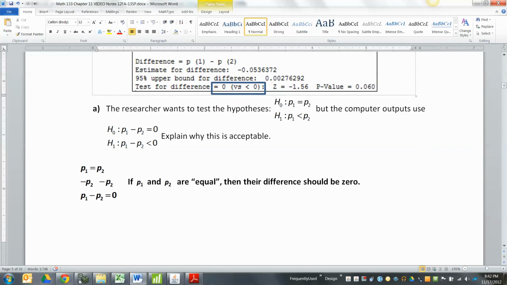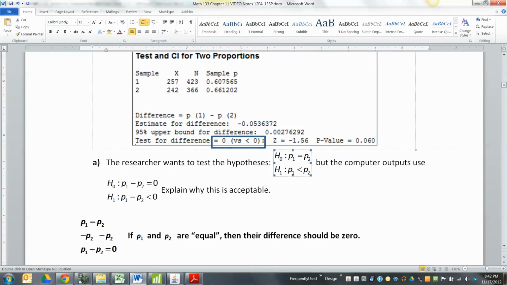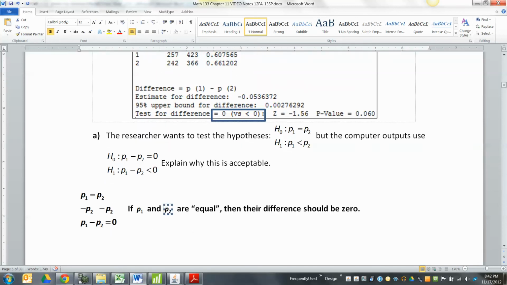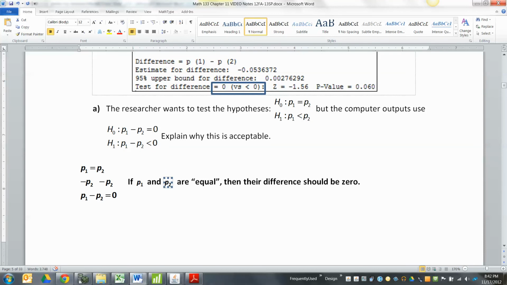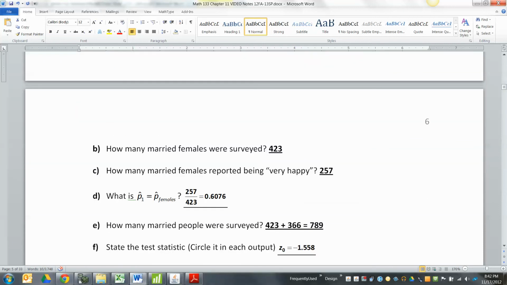All right, so why is it okay if we wanted to test P1 equal to P2 that they're testing P1 minus P2 equals 0? Well, that's what I was talking about from before. That's what I had to enter into StatCrunch to do this. So if you have P1 equal to P2, you can subtract P2 from both sides. That'll get you P1 minus P2 on the left is equal to 0. If P1 and P2 are truly equal, then their difference should be 0, right? So that's totally fine.